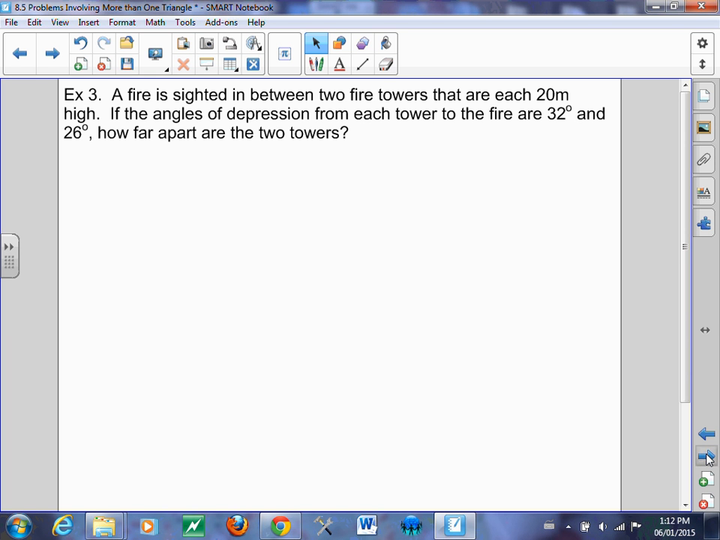I remember tree planting out in Alberta and BC and running across a couple fire towers while I was tree planting. All right, so take a look here.